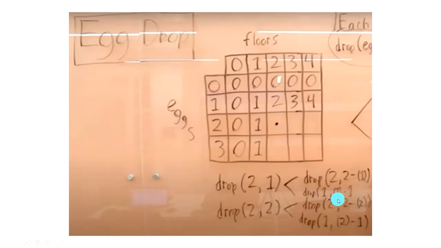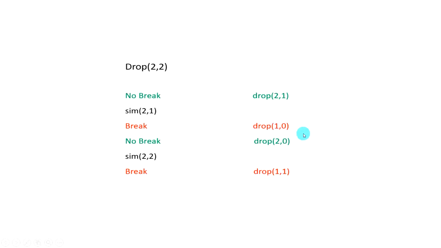And what if it breaks? Then we have one egg less. So it becomes 2 minus 1, 1. We are left with one egg. And this is when the egg does not break. That is the total number of floors minus the simulation floor. Here the total number of floors is 2 and the simulation floor is 1, so 2 minus 1. Here it is 2 minus 2 because this is the second floor that we are dropping it from, and this is when the egg breaks, so we decrement the simulation floor, that is 1 minus 1, and here it is 2 minus 1.